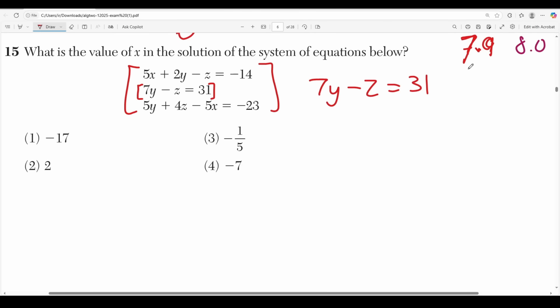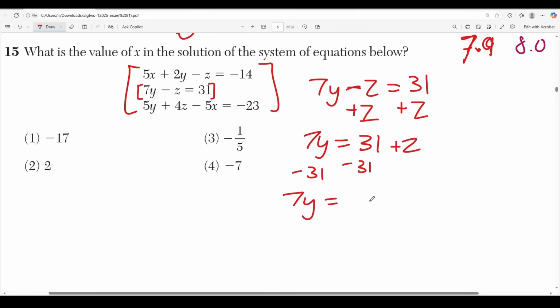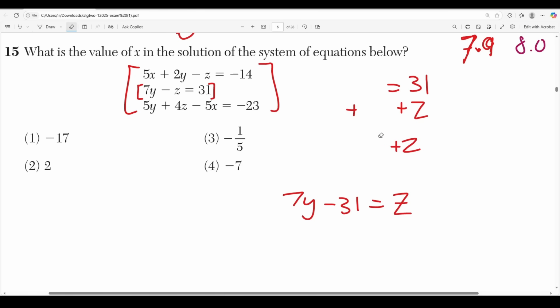Anyways, this is going to equal 31. All right, so in this case, because I have minus z or negative z, I can add z to both sides. And I'm left with 7y is equal to 31 plus z, okay? And the reason why I'm doing this is I want to get z on its own. So I'm going to subtract 31 from both sides. And I get that 7y minus 31 is equal to z. Okay? So that's my first step. I want to rewrite whatever's the shortest equation in terms of one of the variables. So now I know that 7y minus 31 is equal to z.